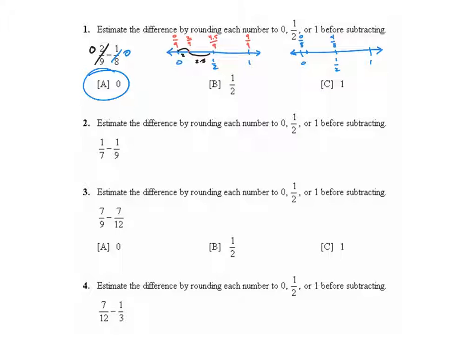Question 2, 1/7 and 1/9. This is an example of one that I really don't need to draw out. 1/7 is going to be close to 0. 1/9 is close to 0. 0 minus 0 is 0.